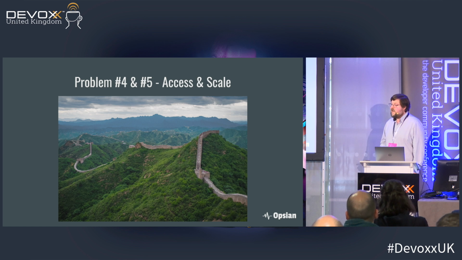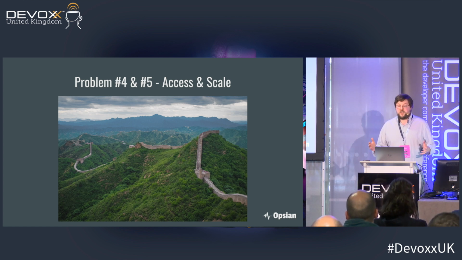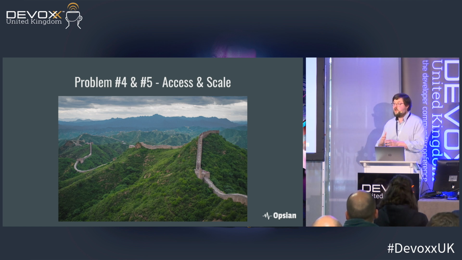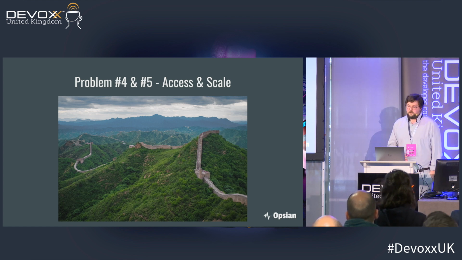The other problem related to access is also a problem of scale. What if you've got a bunch of different machines and you want to be able to access those different machines? How do you look at the different machines and how do you understand what's going on?